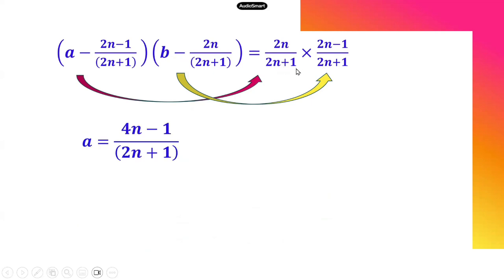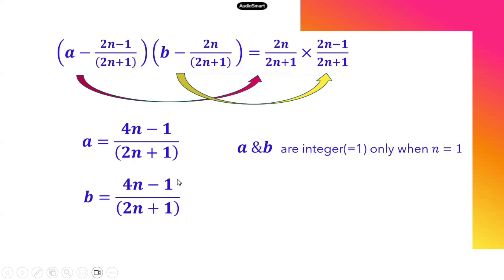If you simplify it, you will get a equal to (4n minus 1) over (2n plus 1) and b also equal to (4n minus 1) over (2n plus 1). Now in this case, a and b will be integer only when n equal 1. In other cases it's not an integer. So therefore a and b are integer and equal 1 only when n is equal to 1. So this solution is valid when n is equal 1, and the values for a and b will be 1.